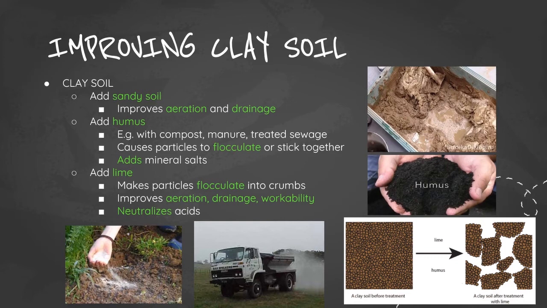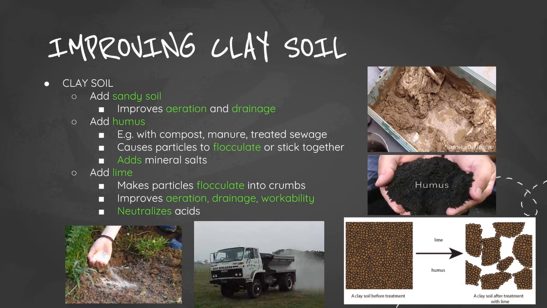Adding humus, which is compost, manure, or treated sewage, can cause particles to stick together, or what we call flocculate. Humus actually adds mineral salts also to the soil. Adding lime makes particles flocculate into crumbs as well. It improves aeration, drainage, and workability. Adding lime actually makes acid soils less acidic. A less acidic soil will make more nutrients available to plant roots and therefore improve plant growth. And we said the lime improves soil structure.